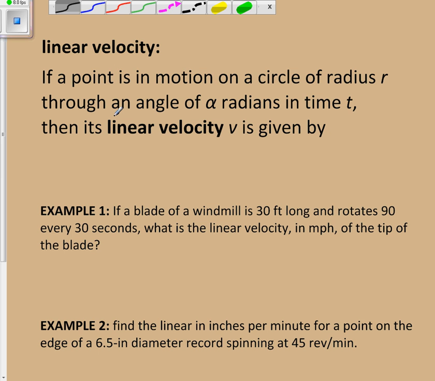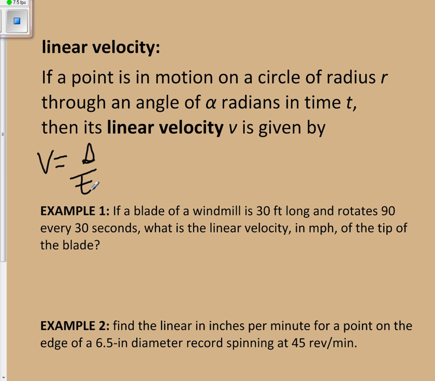So that's what we're going to do today: think about a point in motion around a circle of radius r through an angle of alpha radians. It's important that alpha is in radians, in some given time t. Then its linear velocity v is given by v equals s over t, where s is our arc length, or in other words, s is our angle alpha in radians times r. t is our time unit.